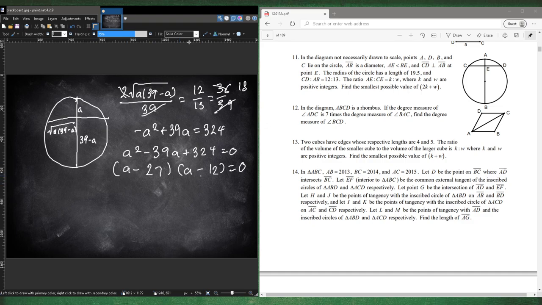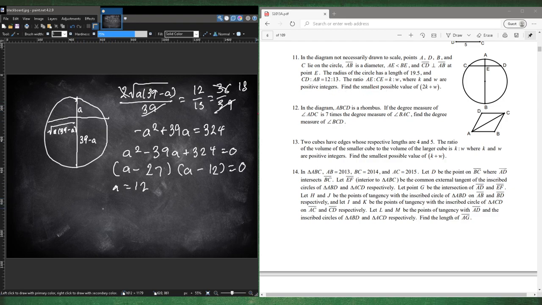So A is either 27 or 12. So which one is it? Well, remember, A is this side and A has to be the smaller section. So A is 12. Okay. So A equals 12. So now we have to find the ratio of AE to CE.